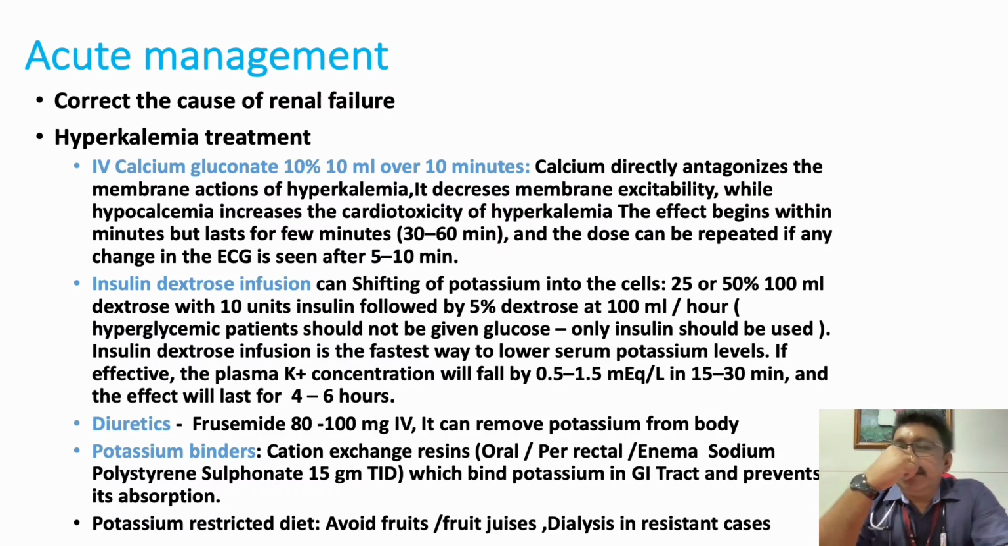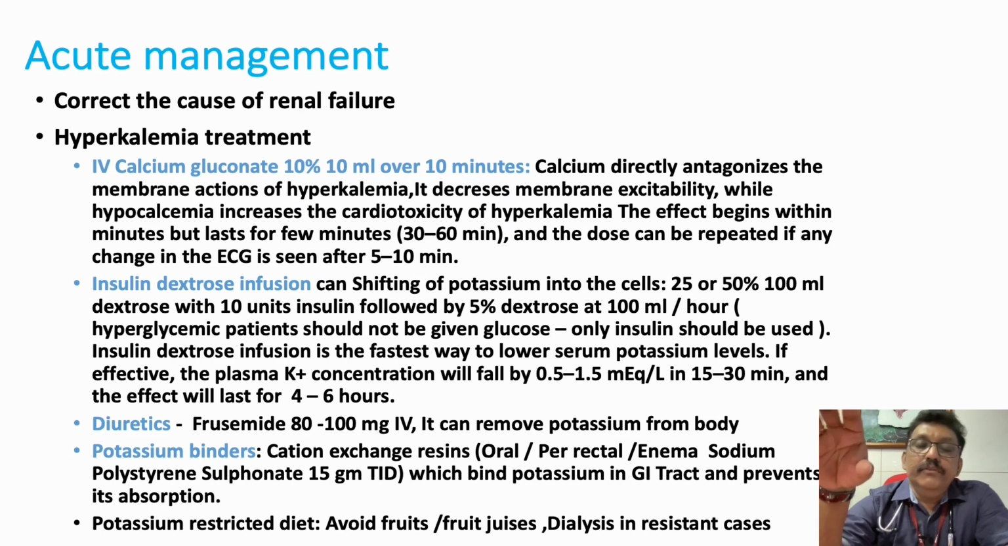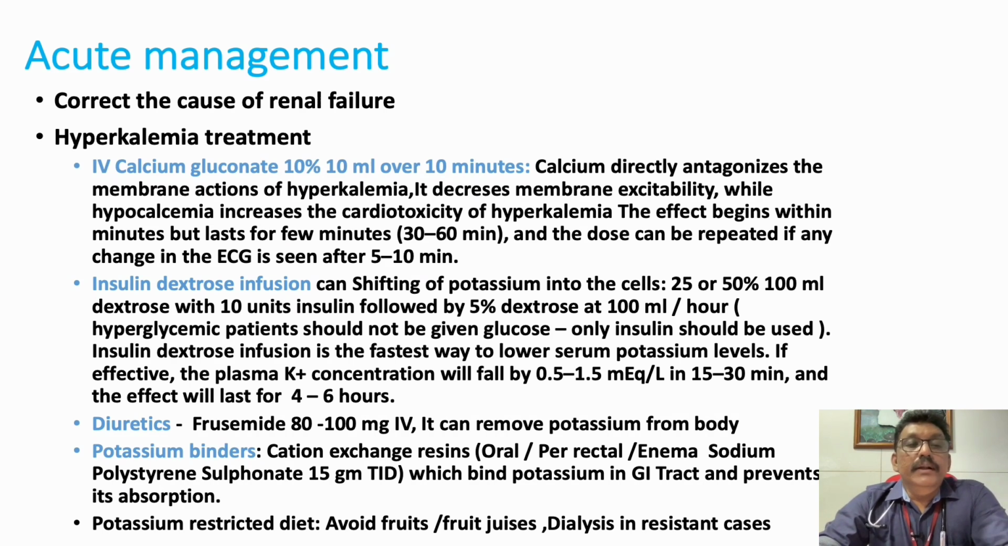Now, how to manage acute renal failure? We have two important problems in acute renal failure. It is not like chronic renal failure. In acute renal failure, in the emergency room we have two important problems: one is hyperkalemia, the other is volume overload. These are the only two important conditions we have to tackle from the ER in acute renal failure.